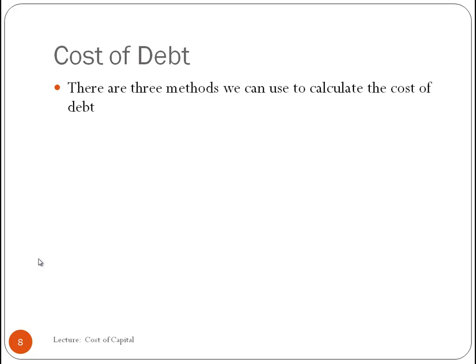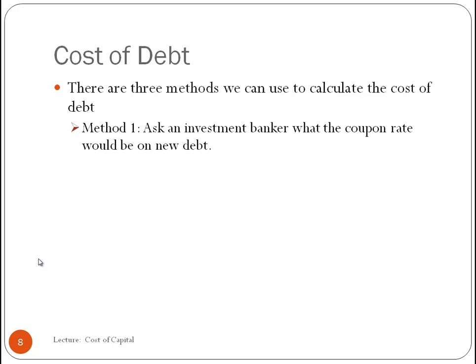There are three methods that we can use to calculate the cost of debt. So method one, we can ask an investment banker what the coupon rate would be on new debt. You can just phone most companies, larger companies at least, have relationships with investment bankers, and they can get on the phone and explain what they're trying to do, and the banker can give them an answer. So, that's fine. Although the banker's doing some number crunching somewhere behind the scenes, so we kind of want to know, well, what are they doing?